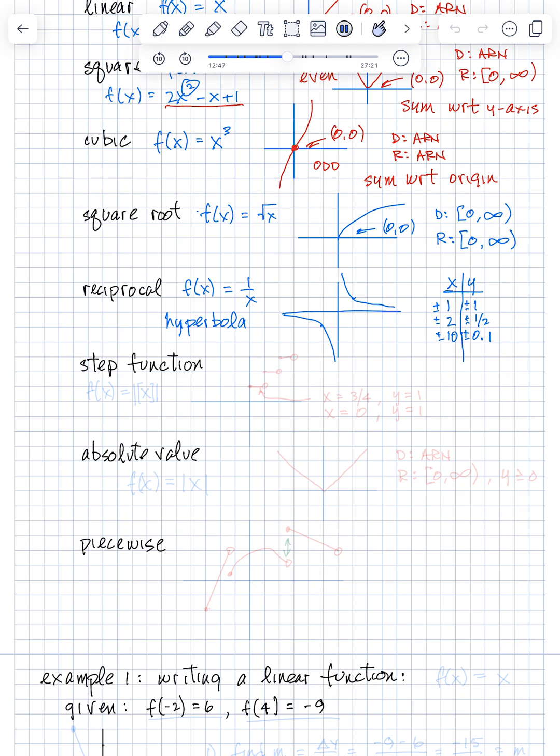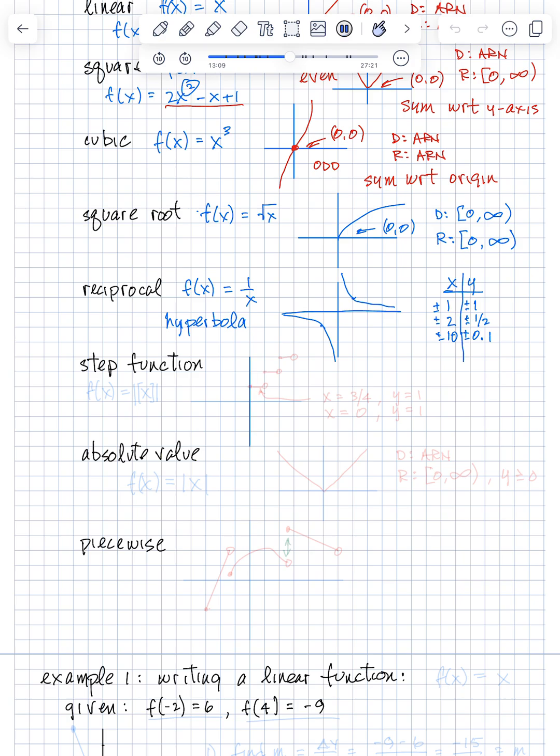And again, you could have a 1 over x plus 3 or something like that. It would still have a parent function, 1 over x. Okay, the next functions are called step functions. They're not all that useful in precalculus. They are when we get to calculus, but here's what a step function looks like.